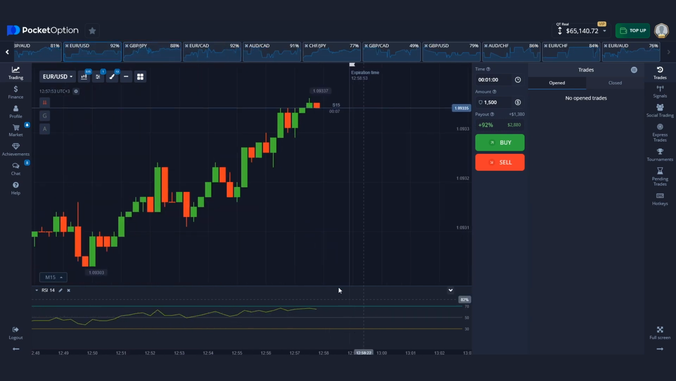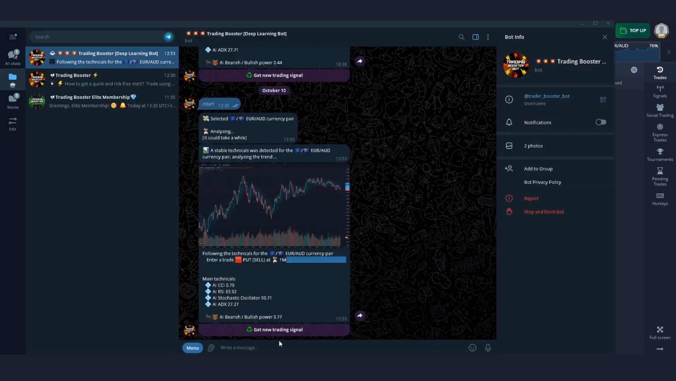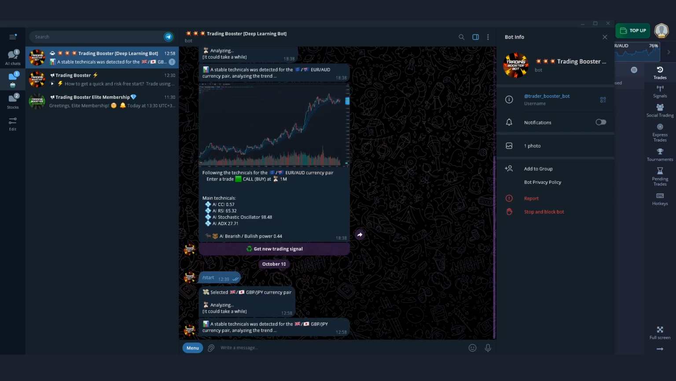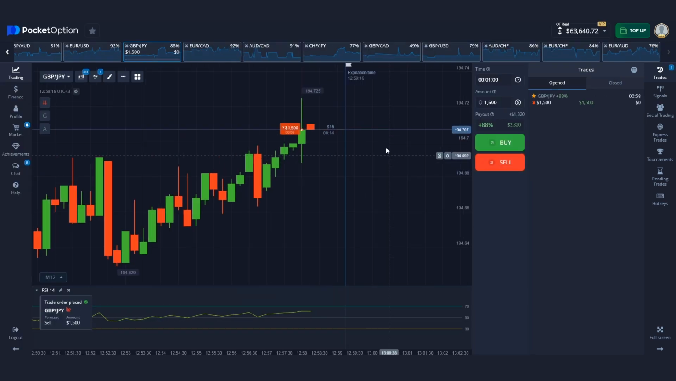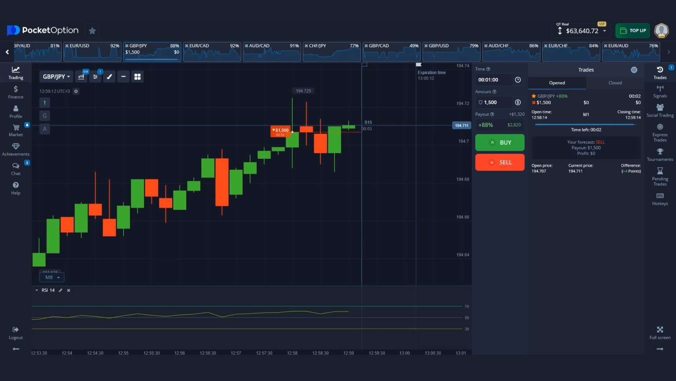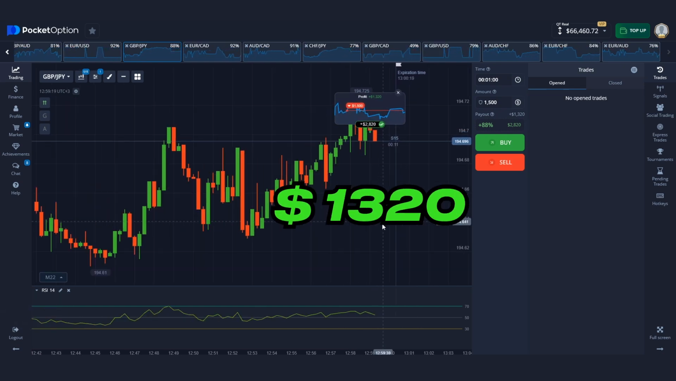Euro dollar, as you can see, is very dangerous, being on top, so I do not like this currency pair, but the British pound Japanese yen looks relatively safe. I get a sell signal and I open a sell trade right from here. And that trade brings me $1,300, so I cover my losses.